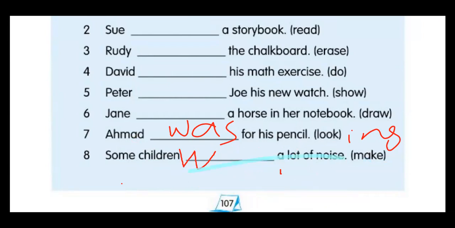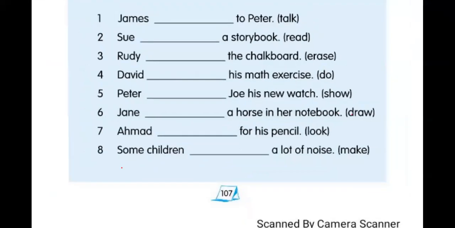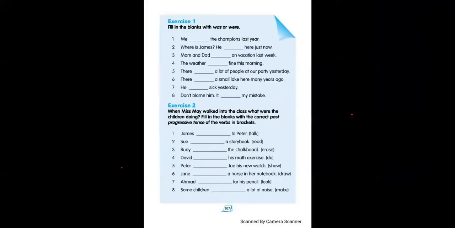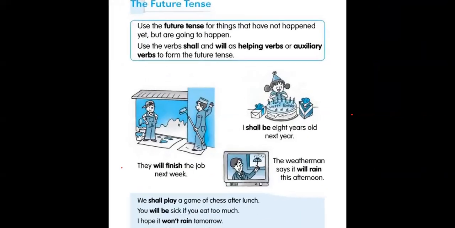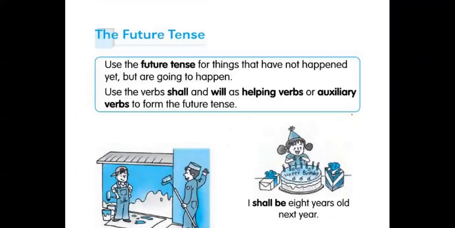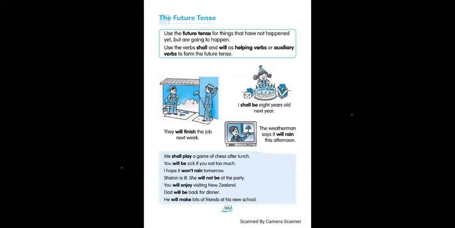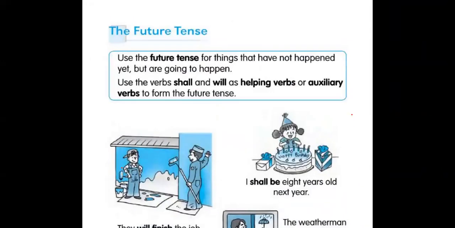So have you understood past progressive tense? Okay, very good. Now, let's start with the future tense, okay? Past tense, have you understood? Past tense is something which has happened in the past, which has already taken place. But future tense is something which will happen.